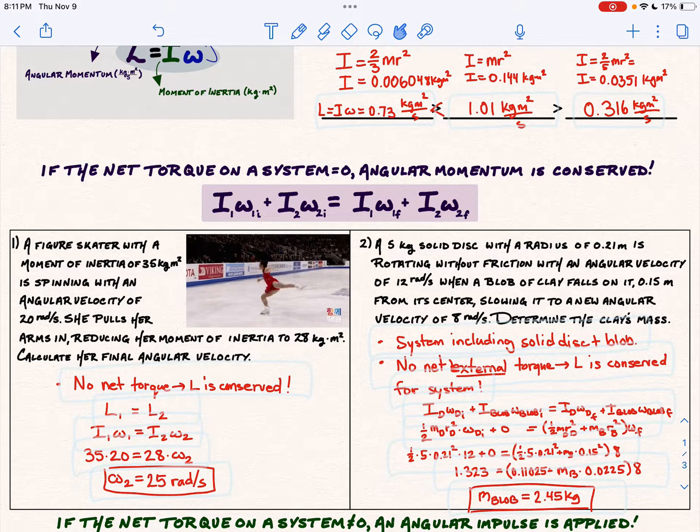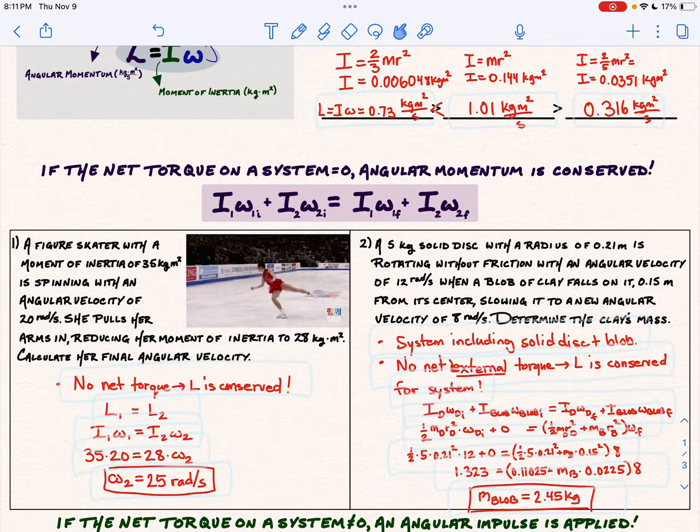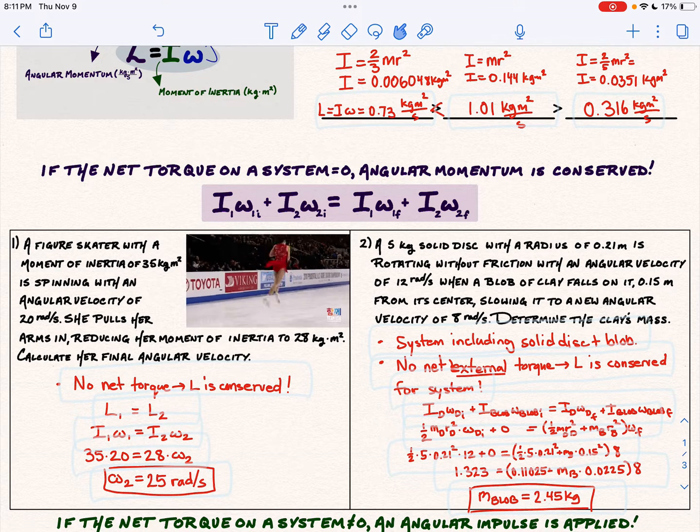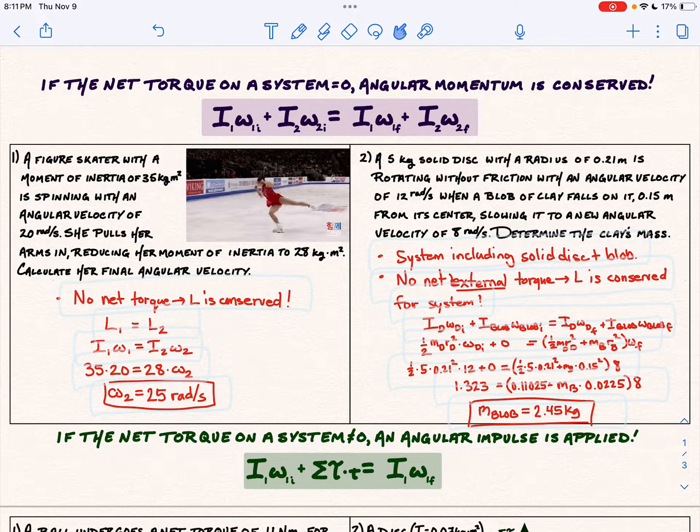So in this example, we were considering the case where there's no external torques on the system. But what if there is external torque? That means angular momentum has to change. And this is something that we saw in translation as well. We call this the impulse momentum theorem.